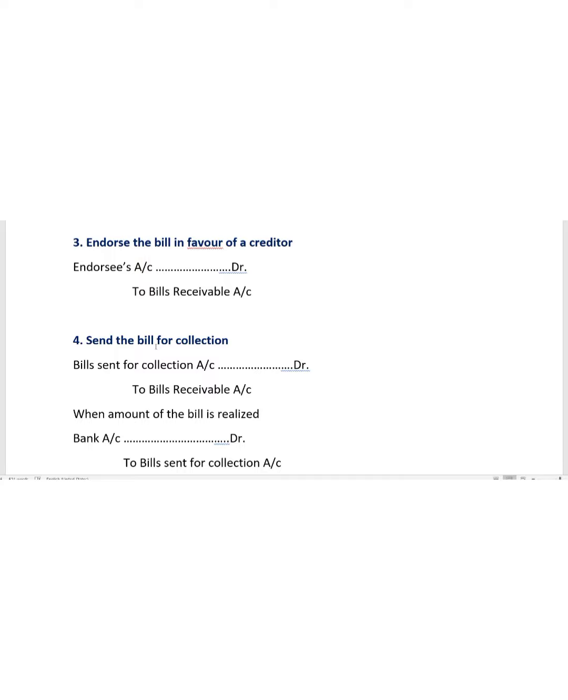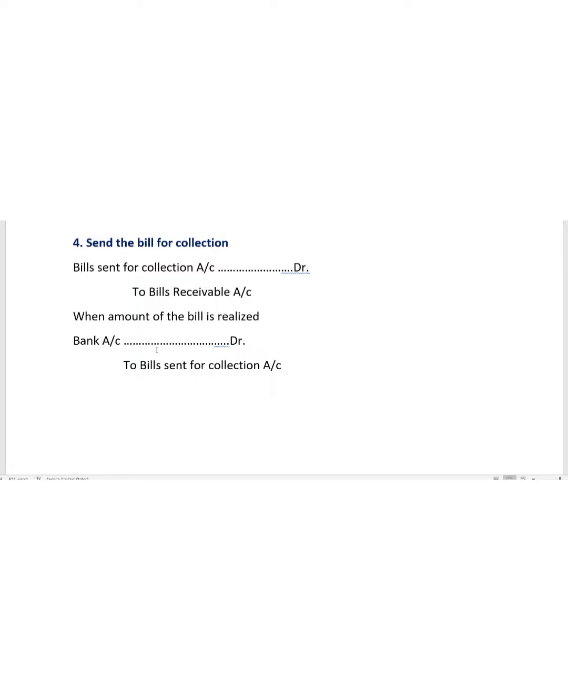Fourth case, you can send a bill for collection to the bank, and the bank will collect the payment on the due date. You are not keeping the bill of exchange with you, and you are asking the bank to collect the bill payment on the due date. Then you are sending the bill to the bank, so what entry will pass? First, bill sent for collection account debit to bills receivable. This entry will pass when you are sending the bill of exchange to the bank for collection.